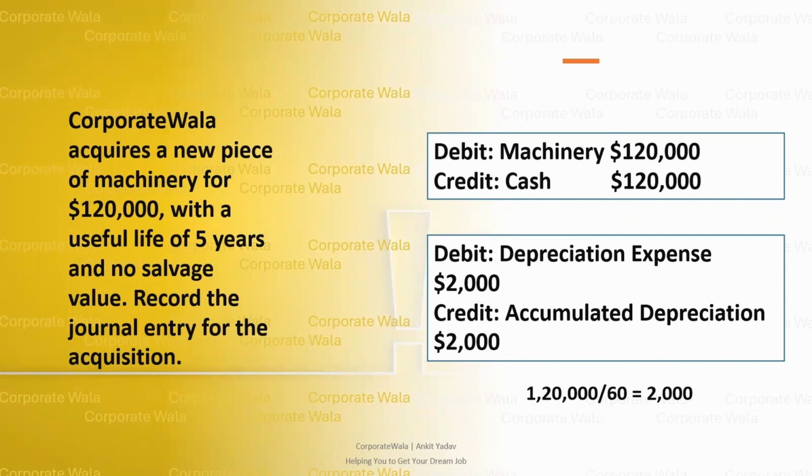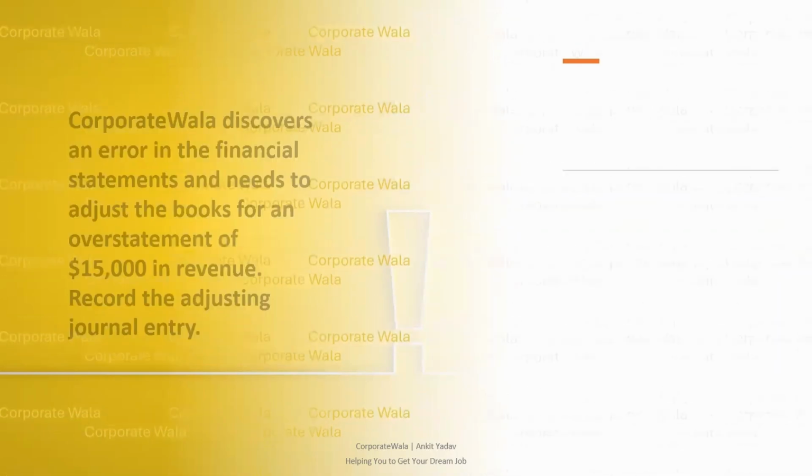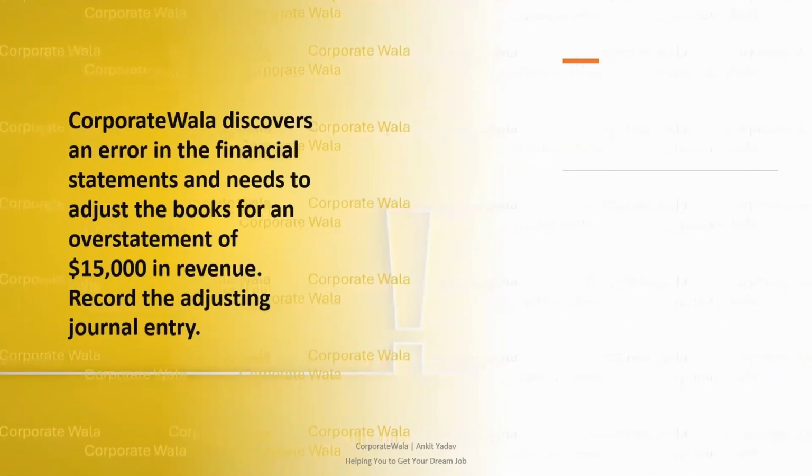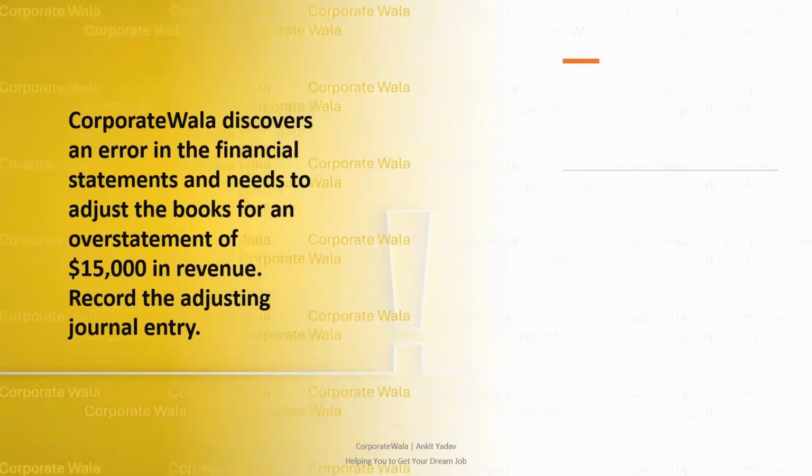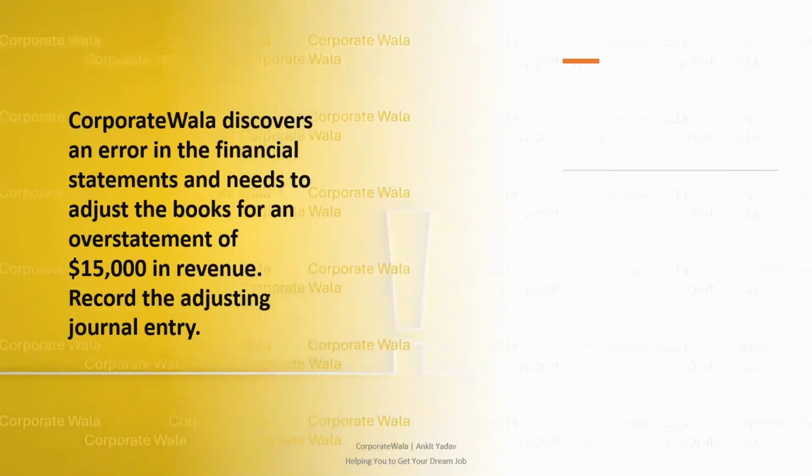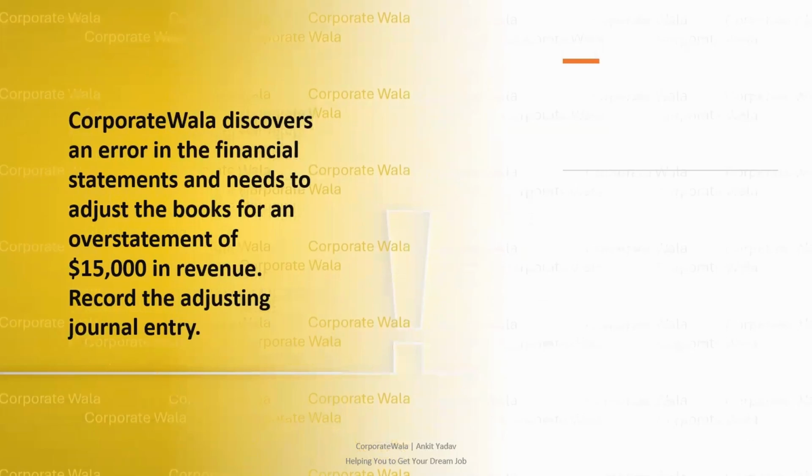If we would have got any salvage value, we would have reduced that amount from $1,20,000 while calculating our depreciation amount. Moving ahead, now let's talk about our next journal entry, which is, I believe, the trickiest journal entry amongst the 7 journal entries I have asked in the last week. Corporate Wala discovers an error in the financial statements and needs to adjust the books of account, which are overstated by $15,000 in revenue. So we have overstated the revenue by $15,000, which we need to correct. What is the meaning of overstatement? We have shown more than it should be.